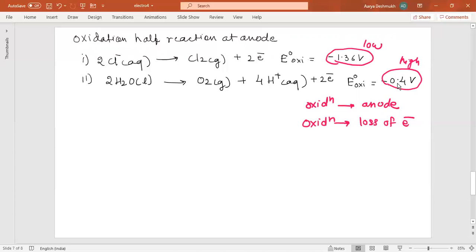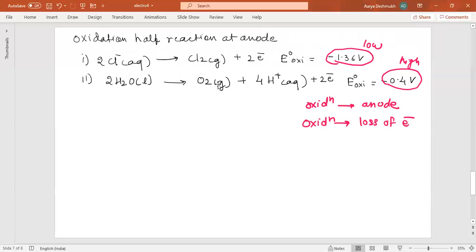So this value suggests that the standard electrode potential for oxidation of water is greater than that of chloride ion. You can see here, this is higher and this is the lower one. But experimentally what happens? It has been observed that the gas produced at the anode is chlorine and not O2.